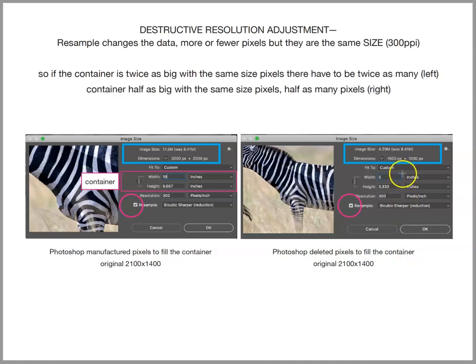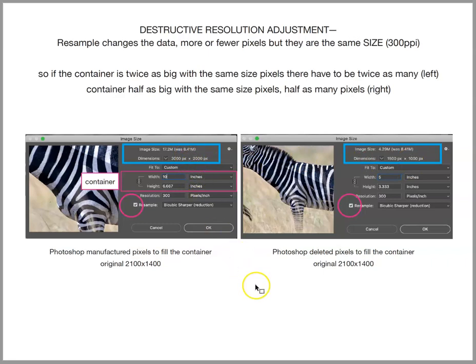Over here, I made the container, here's my container, 5 by 3.33, and I made it smaller. So I'm making my container smaller, and I'm saying, okay, my container is smaller now, and I still want 300 pixels per inch. You've got to figure this out for me. Now my dimensions of how many pixels I have is 1500 by 1000. So it threw away information. Notice this is half the size of this, so I have half as many pixels as I have over here.